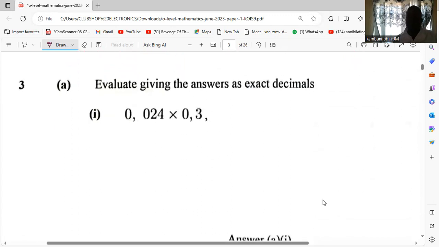All right. Evaluate, giving the answers as exact decimals. So I've got 0.024 by 0.3. In this case, what you can do, just multiply 24 by 3.